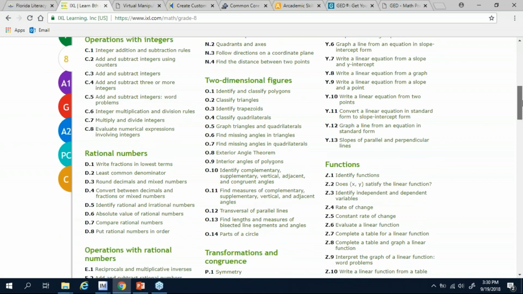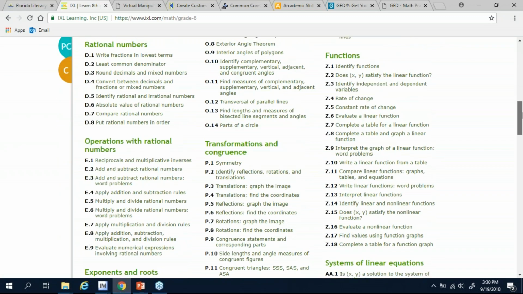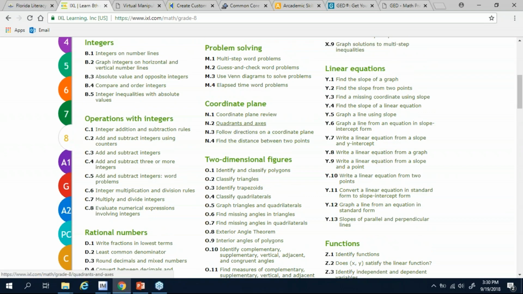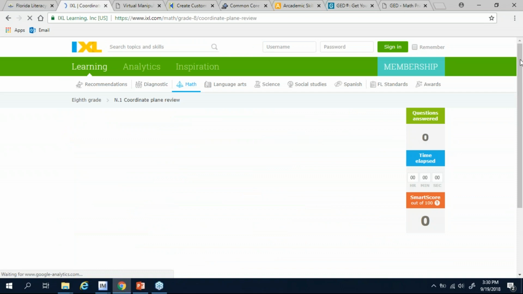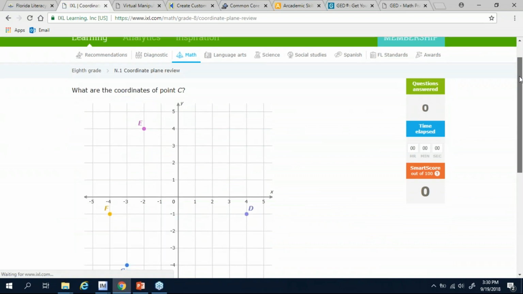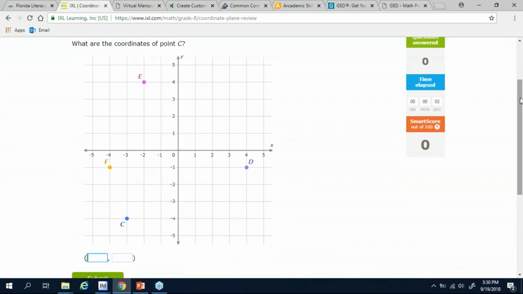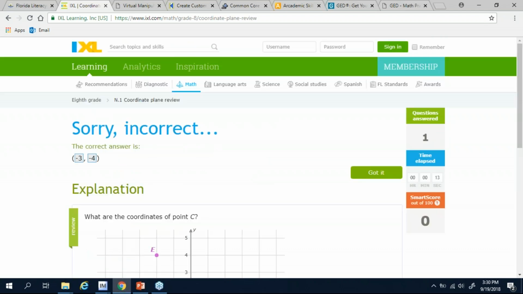So I can find any questions here, and I'm just going to pick the coordinate plane, for example. And students can then go in and answer these online. Now, there is a paid version of this program. So it's asking the coordinates of point C, so then I can type it in. I'm going to go ahead and type it incorrectly, and then you're going to see that I can submit and I get immediate feedback. And it's going to explain to me what the correct answer is.